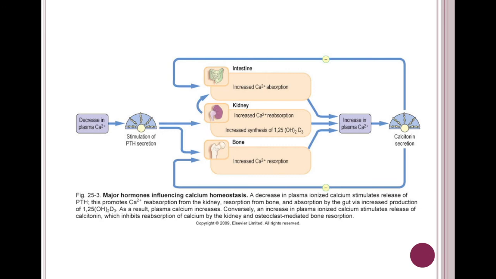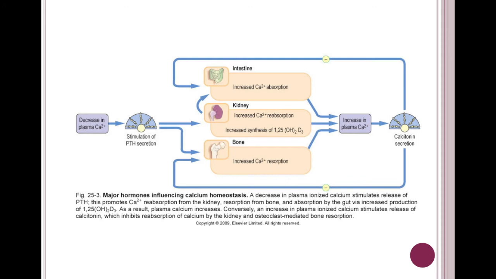So if we start on the left-hand side and you decrease the plasma calcium, it stimulates the production of the parathyroid hormone that increases calcium resorption in the bone. It increases calcium resorption from the kidneys to increase serum calcium, and in the intestines it increases calcium absorption as well. This will increase the amount of calcium in the plasma.